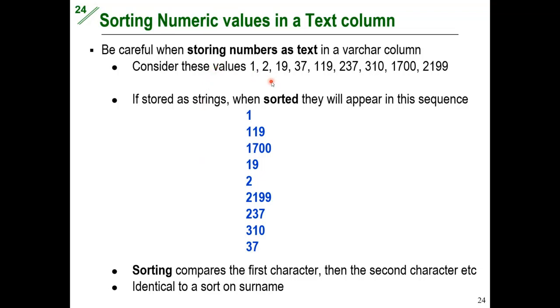Now you need to be careful when you're storing the numbers as text values, right? Sometimes we consider a particular column as a varchar, and then we put the numbers as varchar type of characters in that column. For example, if I record 1, 2, and 19, 30, and we record them as text characters in a particular column.